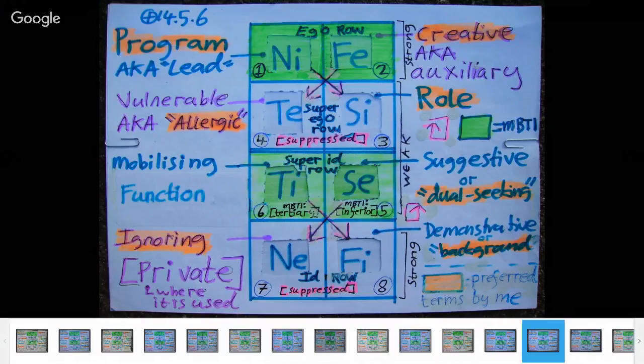A lot of people watching this might not be familiar with Model A if they're coming over from MBTI. What Victor did is he switched the creative and the demonstrative, so that might throw a few people off.